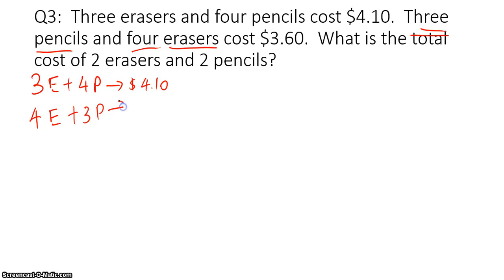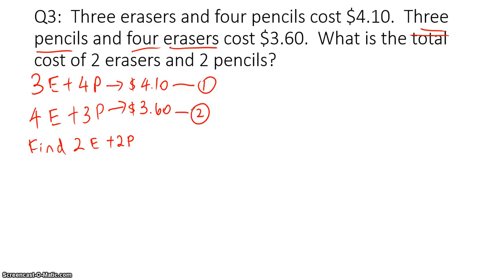Okay, so 3p, sorry, 3p, which is 3 pencils and 4 erasers, which is here. 4 erasers cost $3.60. Okay, we need to find the cost of 2 erasers and 2 pencils. This is quite interesting. We do not need to find 1 eraser or 1 pencil. Instead, we need to find 2 erasers and 2 pencils. Okay, I should call this equation 1. I should call this equation 2.